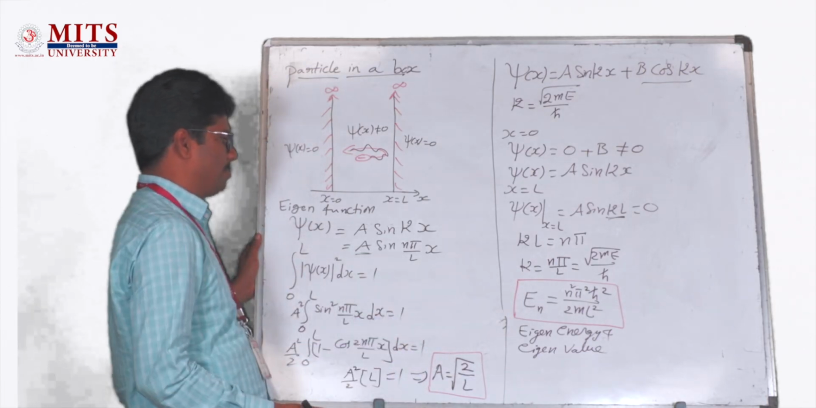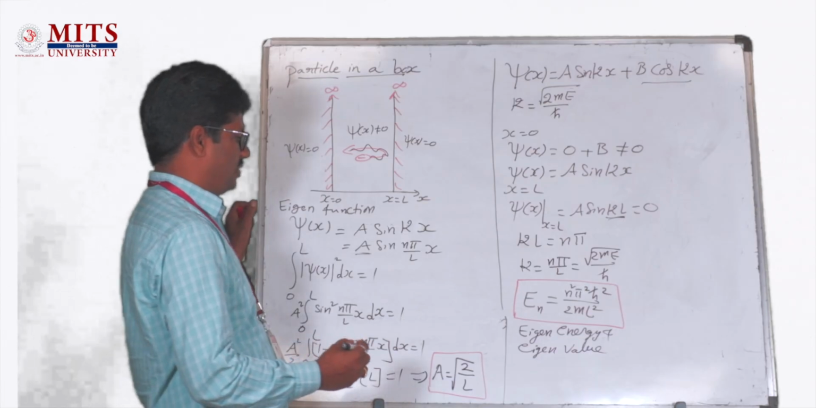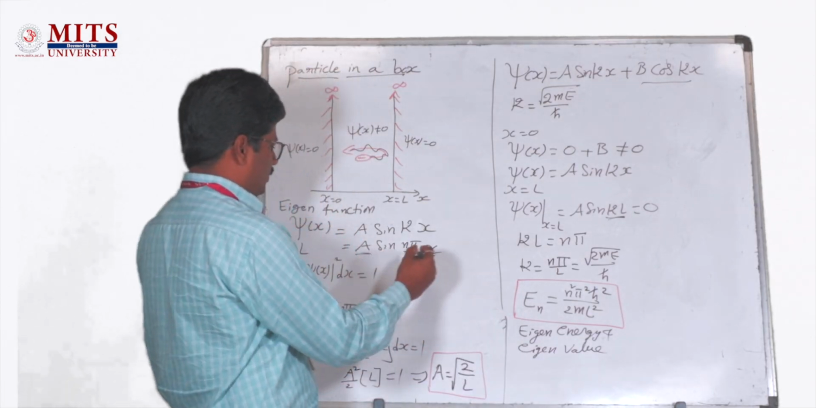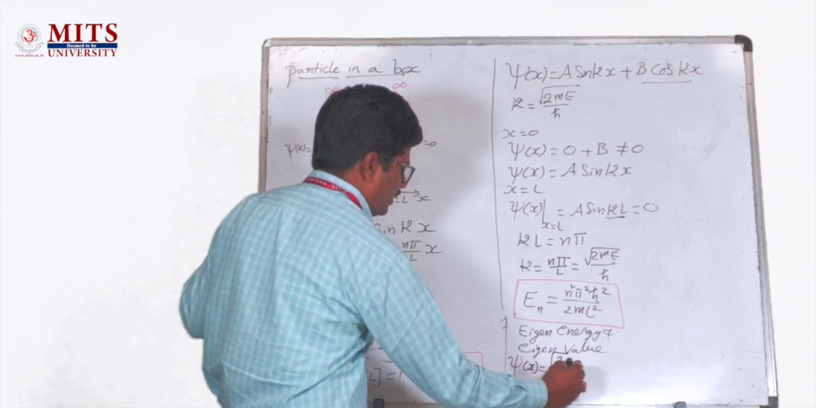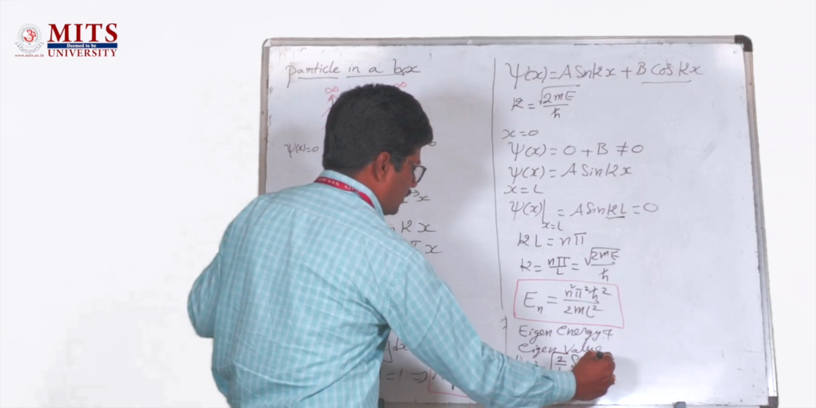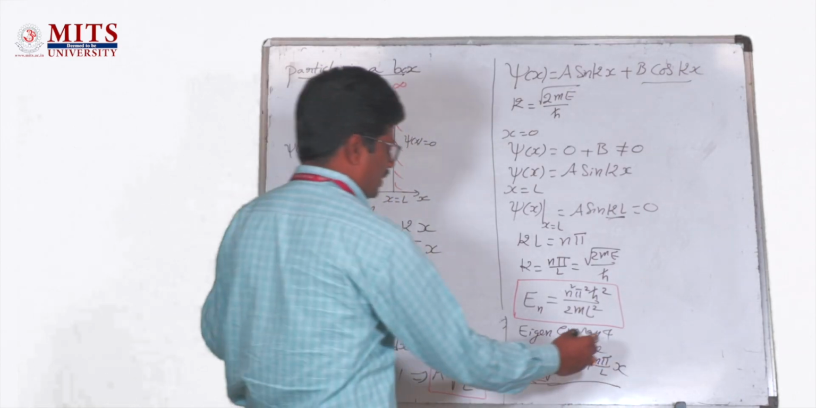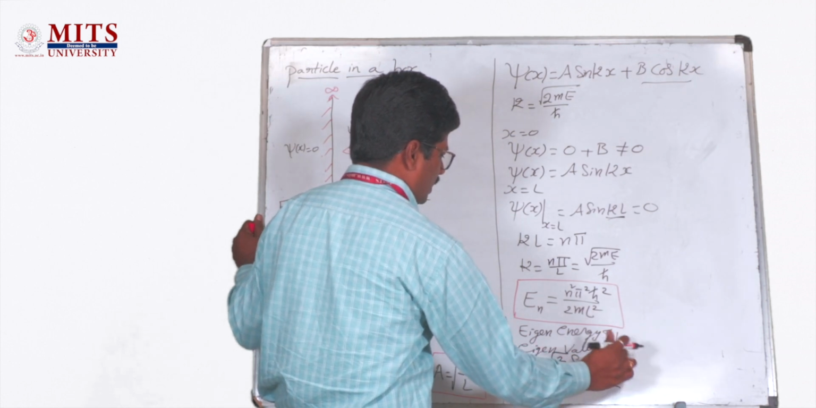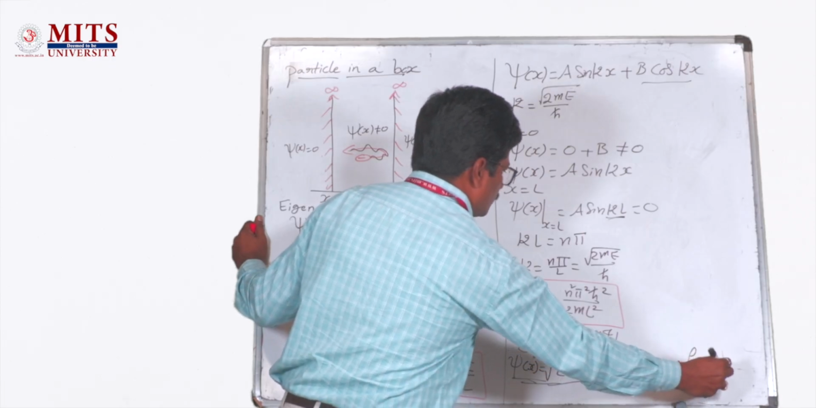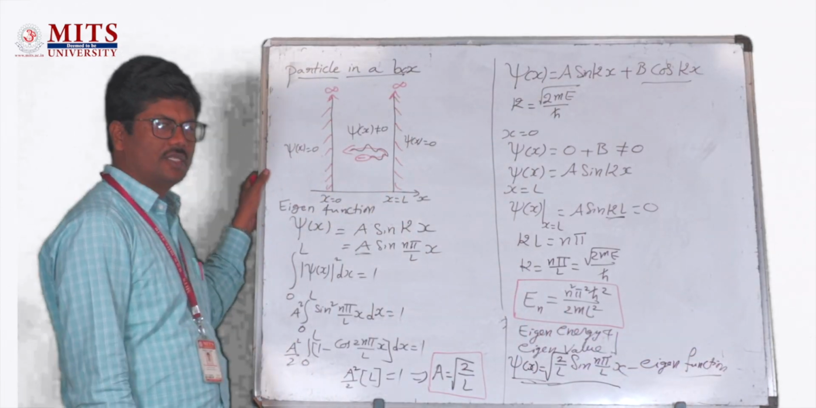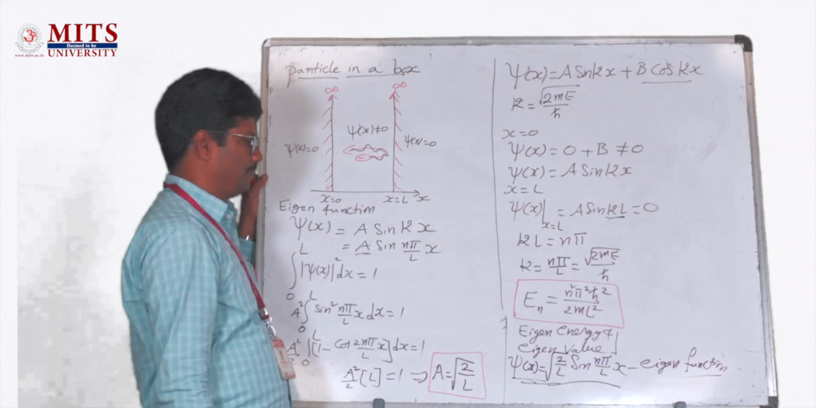So we have the eigenenergy. Now what is the eigenfunction? We can take psi of x is equal to root 2 by L sine n pi by L into x. So this is our eigenfunction. This is the eigenvalue and this is the eigenfunction. So far we have seen the eigenenergies, eigenvalues of a particle in a box, and the eigenfunction.